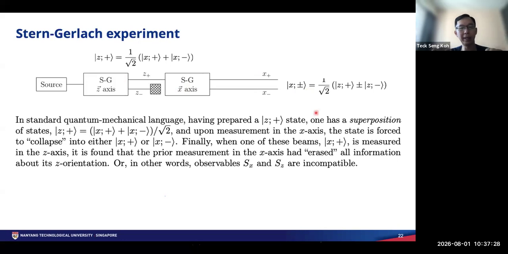So the interpretation is this: when one of the beams is measured, the prior measurement has erased all information. In other words, the observables X and Y, X and Z are incompatible, or we can say that they don't commute. And you can check that with the matrix commutation.